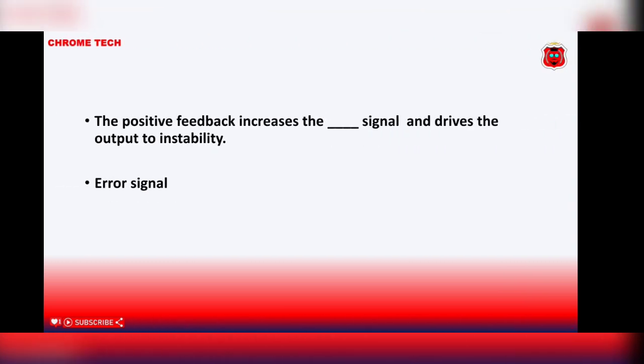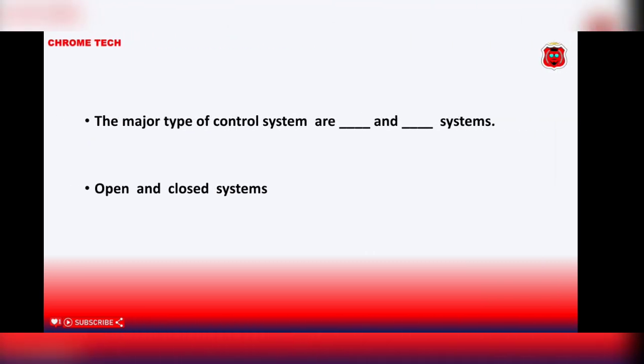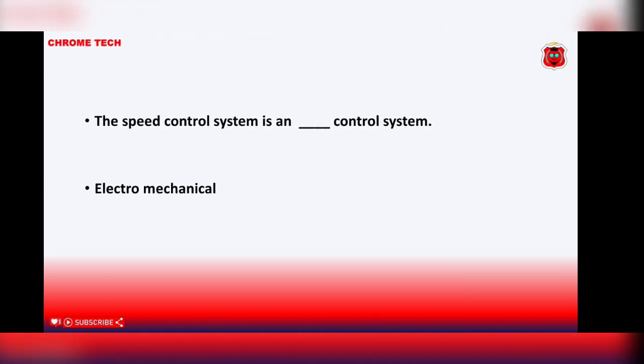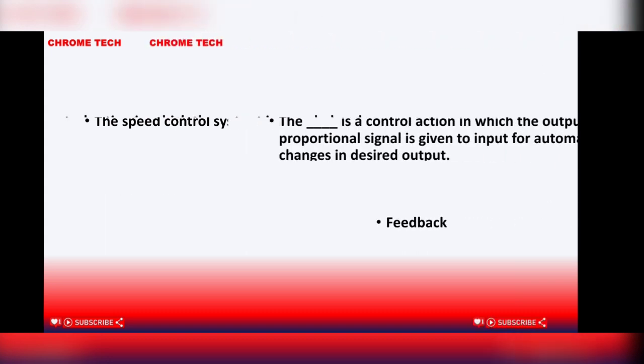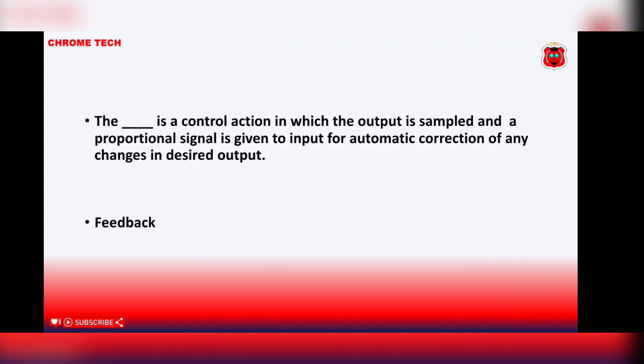The positive feedback increases the dash signal and drives the output to instability. Error signal. The major types of control system are open and closed loop systems. The speed control system is an electromechanical control system. The dash is a control action in which the output is sampled and a proportional signal is given to the input for automatic correction of any changes in desired output. Feedback is a control action.